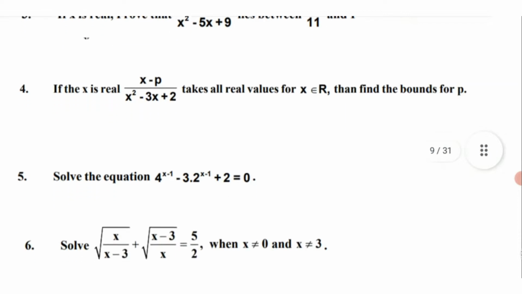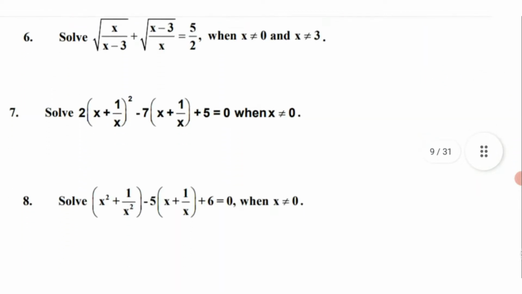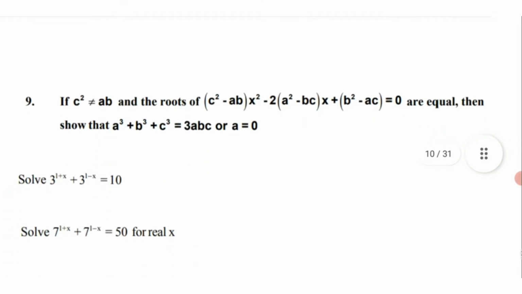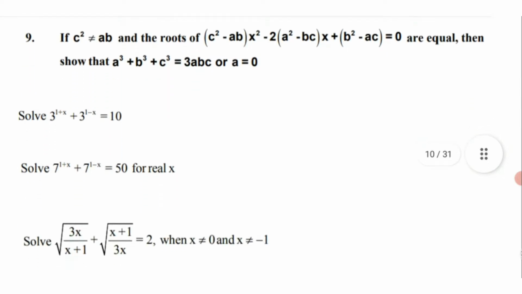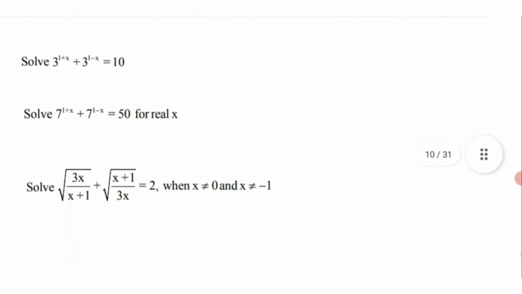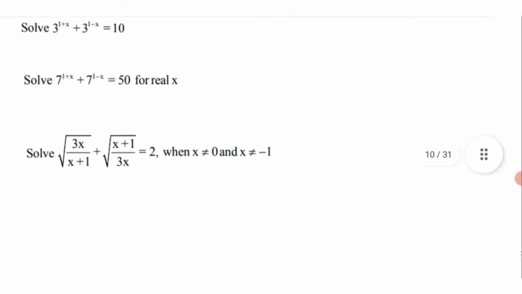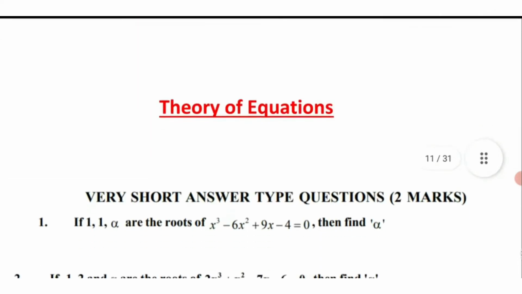All are very important. 5th, 6th, 7th, 8th, 9, and next after that, solve 3 power 1 plus x plus 3 power 1 minus x equals 10. Then solve 7 power 1 plus x plus 7 power 1 minus x equals 50 for real x. Then the last one is solve under root 3x by x plus 1 plus under root x plus 1 by 3x equals 2. Next is theory of equations.